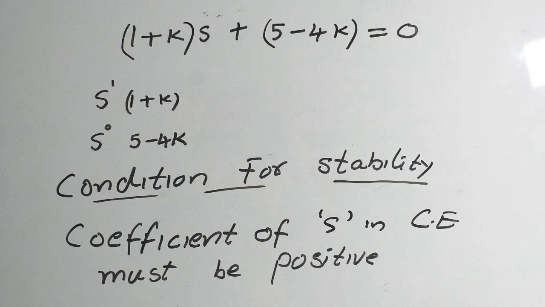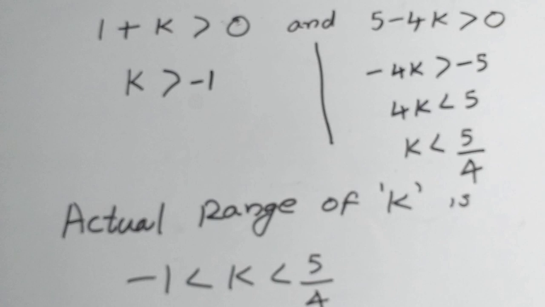We formed Routh array. The condition for stability is the coefficient of s in characteristic equation must be positive. That means the elements in the first column of Routh array should be positive. That means 1 plus K greater than 0. That implies K greater than minus 1. And the constant term 5 minus 4K greater than 0. That implies minus 4K greater than minus 5, or K should be less than 5 by 4. So actual range of K is minus 1 less than K less than 5 by 4.